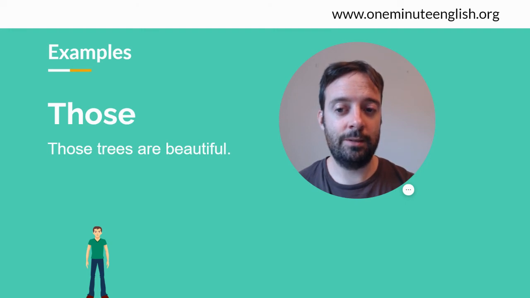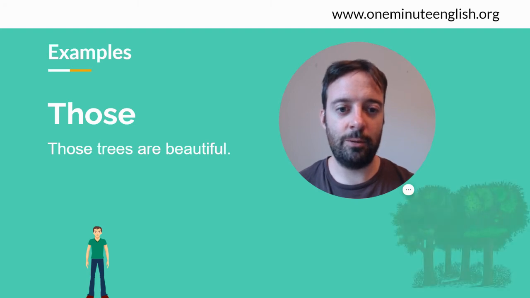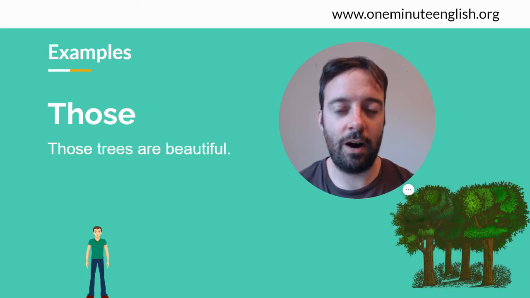And those is for plural. Look at the S. Those trees are beautiful. So those is for something far. Okay, far and plural. Okay.